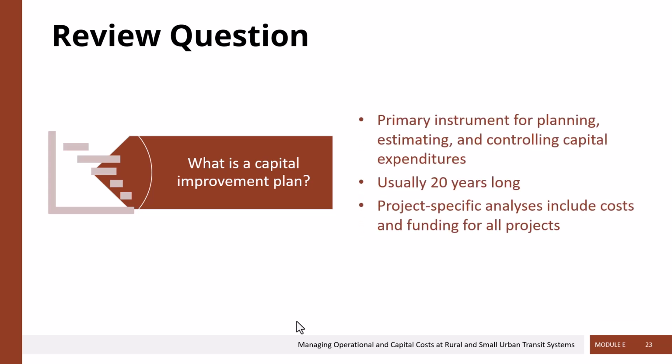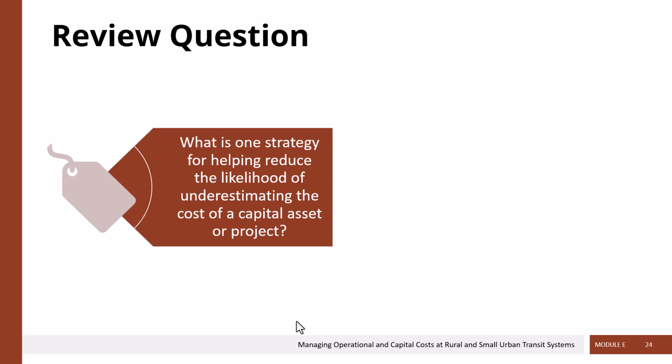A capital improvement plan is the primary instrument for planning, estimating, and controlling your capital expenditures. It's usually about 20 years long, but give or take a few years depending on your agency preferences. And it includes the project-specific analyses for every capital project, and for each of those, the cost and funding for all of them.